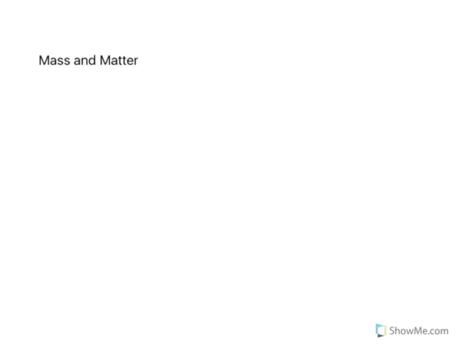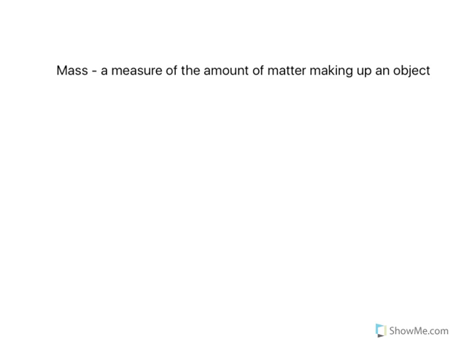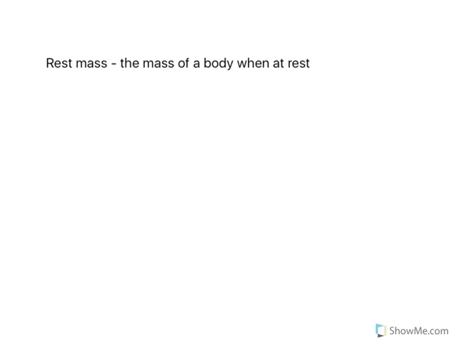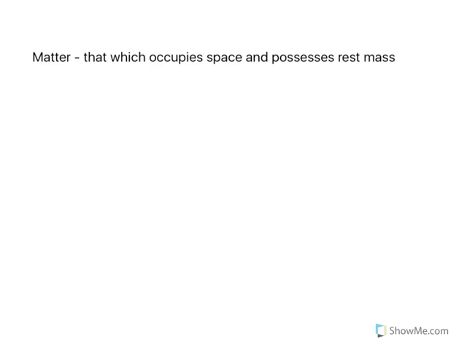In this segment, we're going to talk about mass and matter. Mass is a measure of the amount of matter making up an object. But what do we mean by matter? Matter is that which occupies space and possesses rest mass. So now, what do we mean by rest mass? Rest mass is the mass of a body when at rest. So basically, matter is something that occupies space and has mass.